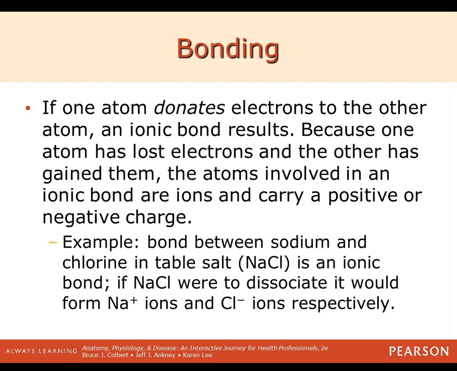Two ions come together, sharing electrons. Because one atom has lost electrons and the other has gained them, the atoms involved in the ionic bond are ions and carry a positive or a negative charge. So, for example, we go back to the salt, where we have the sodium ion plus the chloride ion, and we bring them together, and they share those electrons and become neutral.